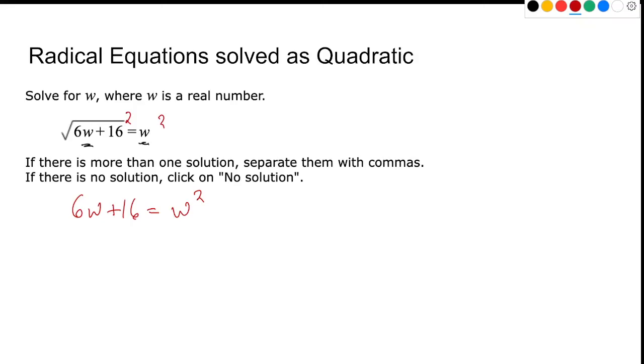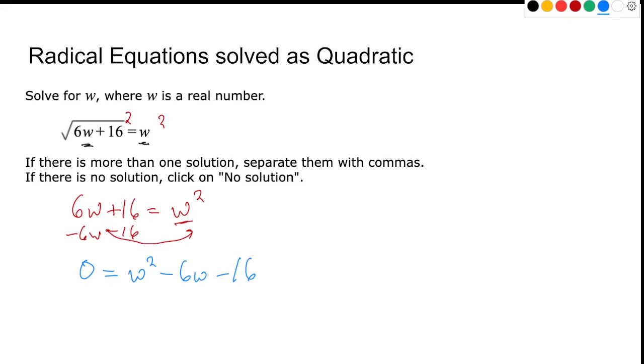And now it's kind of back to what we did before. We can solve this as a quadratic, but let's get everything to one side. It's always nice if there's a positive 1 in front of the variable part. So let's move everything else over here. You're going to subtract 6w and subtract 16 from both sides. And what that will leave us with is 0 equals w squared minus 6w minus 16.